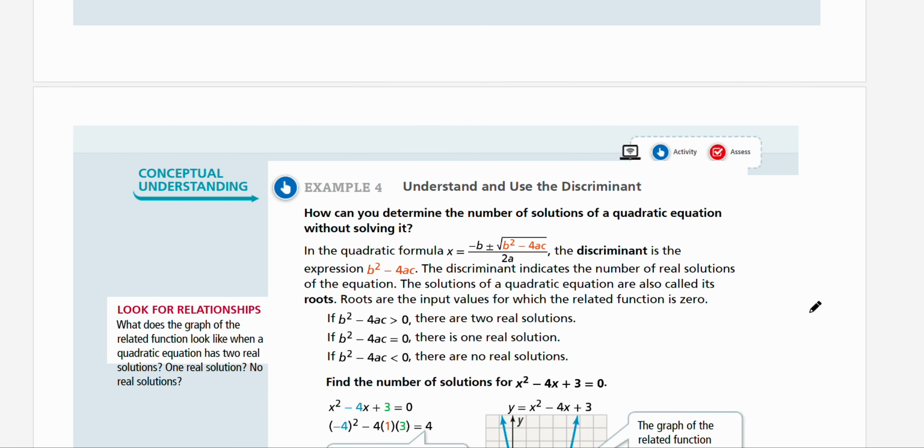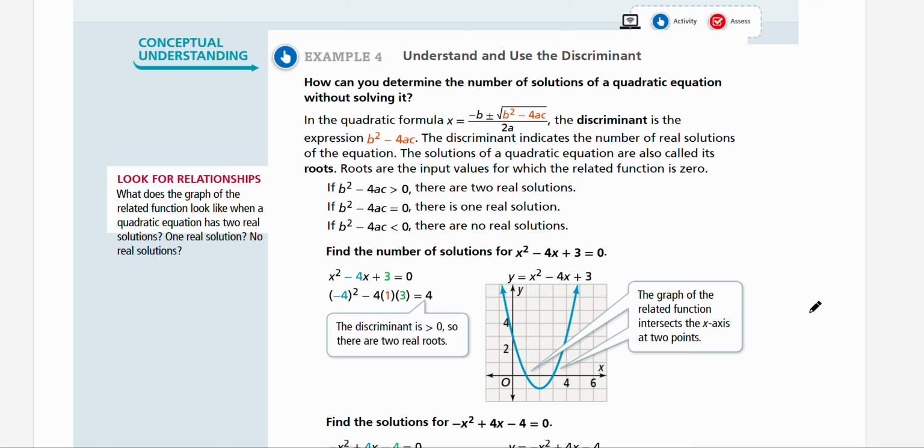Okay, let's move on to example 4, understand and use the discriminant. So in our quadratic formula, the orange part over here, inside the square root, is called the discriminant, because we know that the radicand of the square root cannot be negative, otherwise it's not possible, right? The square root of a negative number is an imaginary number, and that's not a real number, right? So the discriminant itself will be b squared minus 4ac, and if it is a negative number, we know it's not going to give us real solutions.